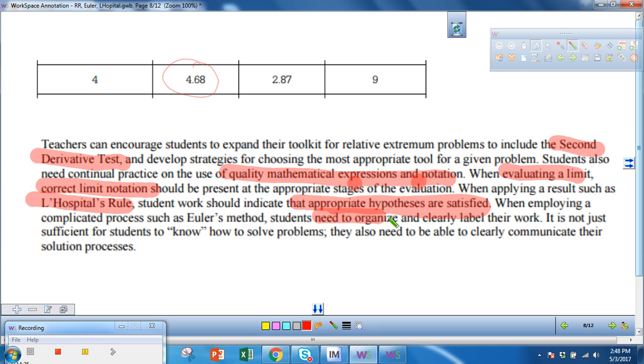Here's something that's important. Your work should be organized and clear. A lot of times my students will come to me and say, well, you made a mistake grading my paper, and that's fine, but just remember you won't be able to do that with the graders. So the more organized and the more neat your work is, the better it is for the graders, and everything should be labeled. If you can label it, take time to label it. It's not just enough to know how to do the problems, you need to be able to clearly communicate your solution process. Okay?